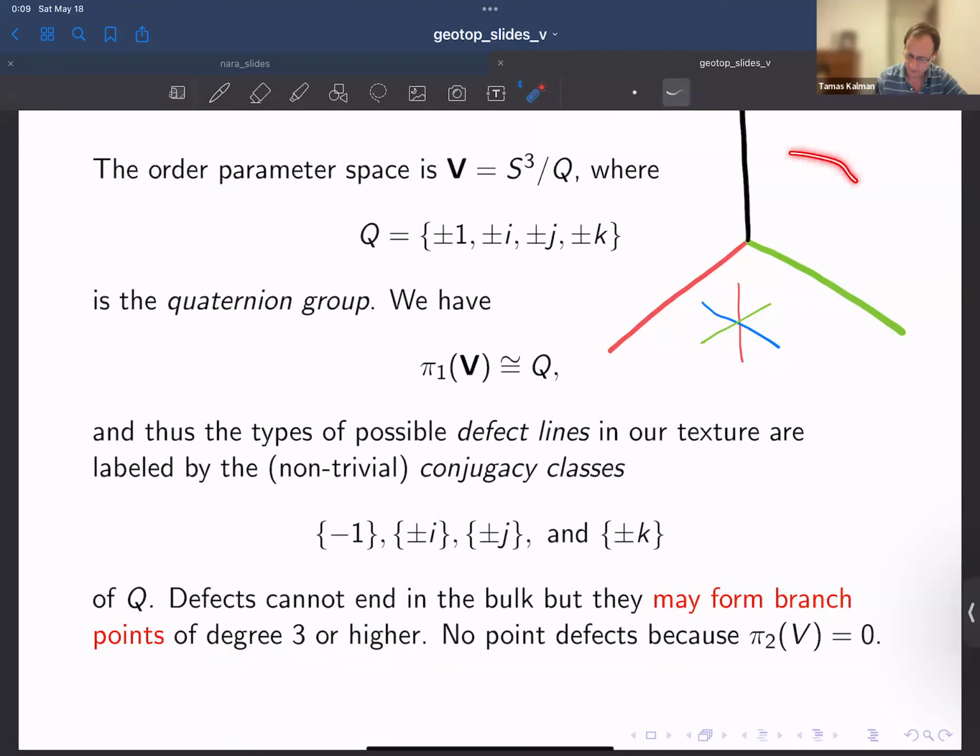Now, let me do a little figure up here to try to indicate that there is something sort of nice and interesting going on about these defects and their branching.